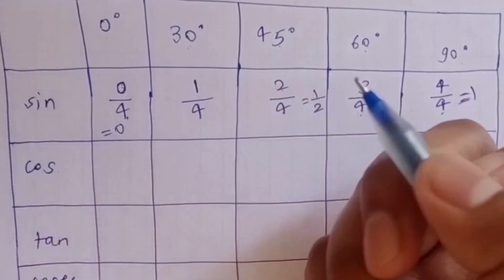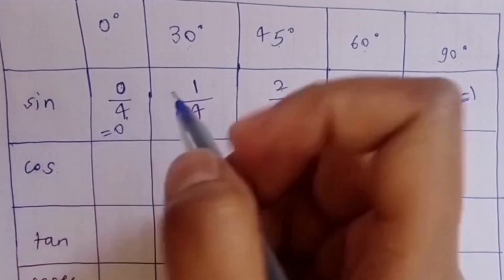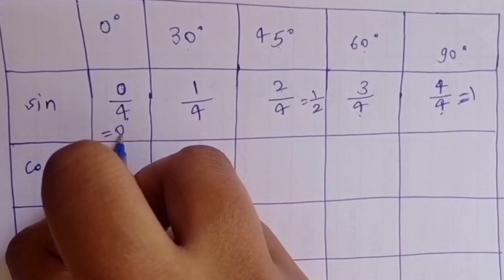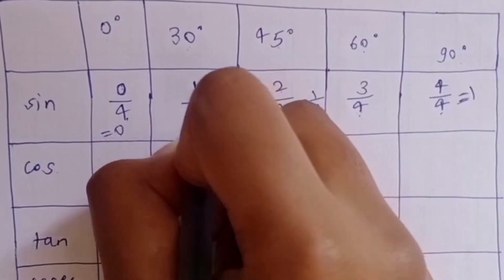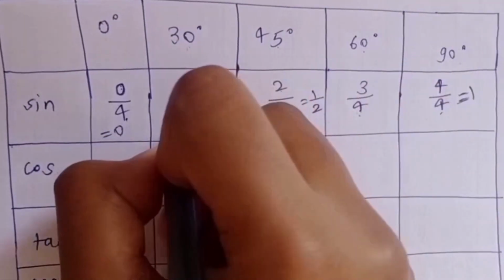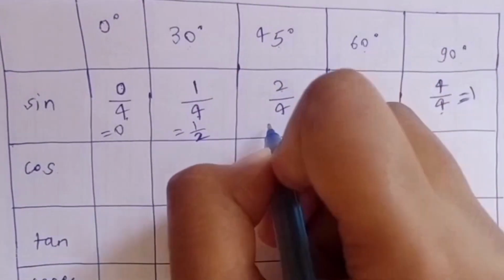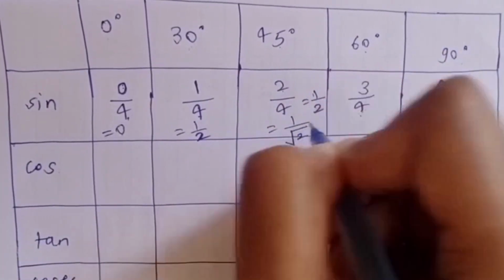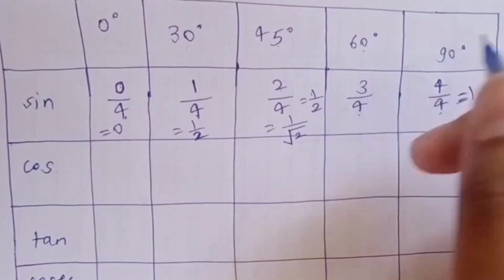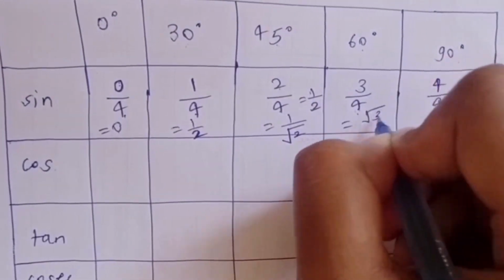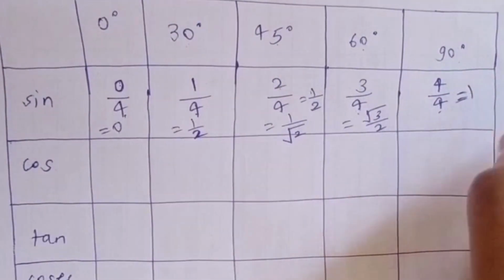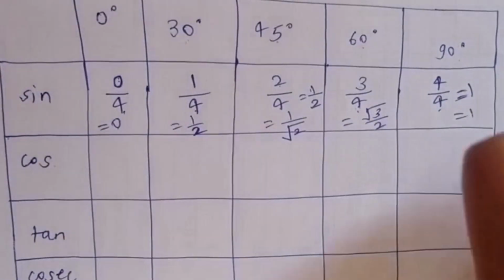Now take the square root of these numbers. So square root of 0 is 0. Square root of 1 by 4 is 1 by 2. Square root of 1 by 2 is 1 by root 2. Square root of 3 by 4 is root 3 by 2. And square root of 1 is 1.